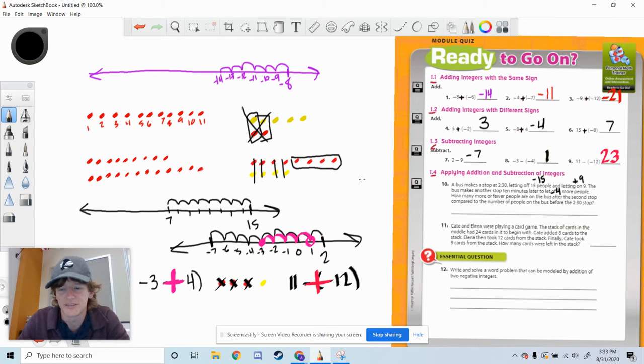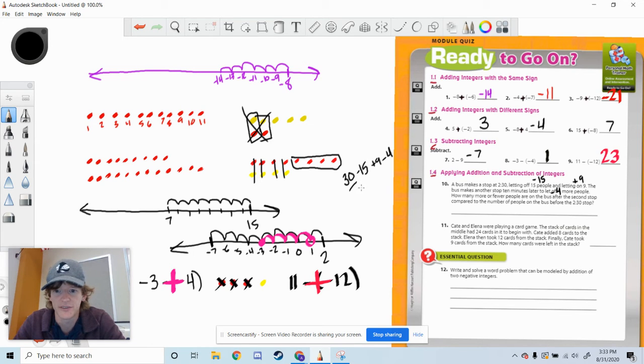So let's kind of think about this. Let's just guess that there were 30 people on the bus before. We took away 15, then we added 9, and then we took away 4 more. I want to find out how that compares to this original amount. Okay, we want to decide, did they get more or less people?